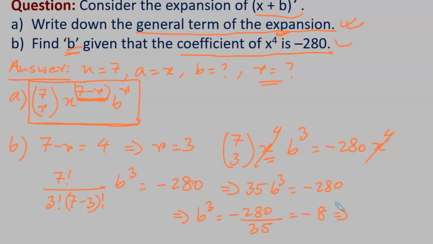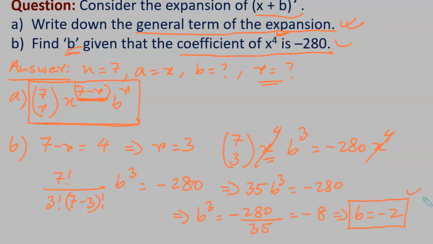8 is equal to 2 to the power of 3. So b is equal to negative 2, because negative 2 whole to the power of 3 is negative 8. Therefore, the value of b is equal to negative 2. This is the answer for the subpart B.